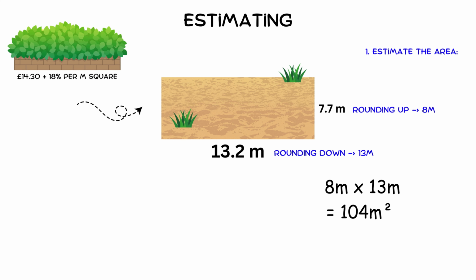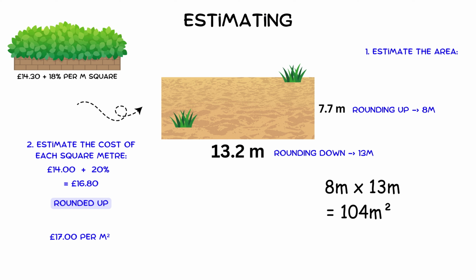Next, we can estimate the cost of each square meter of turf by assuming each square meter is 14 pounds instead of 14 pounds 30, and that the tax is 20 rather than 18. So, by adding 20 to 14 pounds, we get 16 pounds 80, or rounded up 17 pounds per square meter of turf.